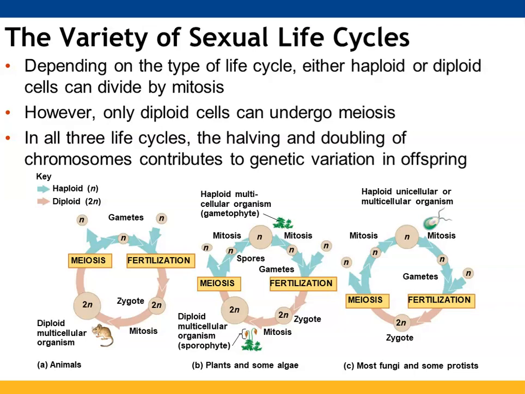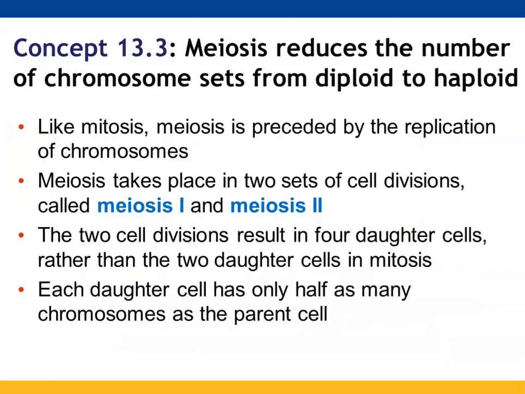Regardless of which life cycle you're working with, you're going to have chromosomes halved, and you're going to have chromosomes doubled, and that's going to help to increase the amount of genetic variation present in your offspring. So focusing on meiosis, this is known as reductional division because you're going to reduce your chromosomes from diploid to haploid. And it takes place via two sets of cell divisions.